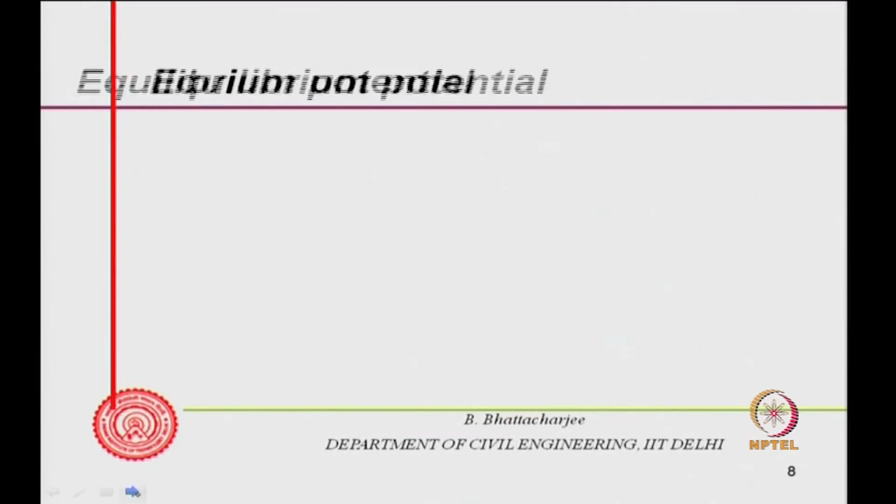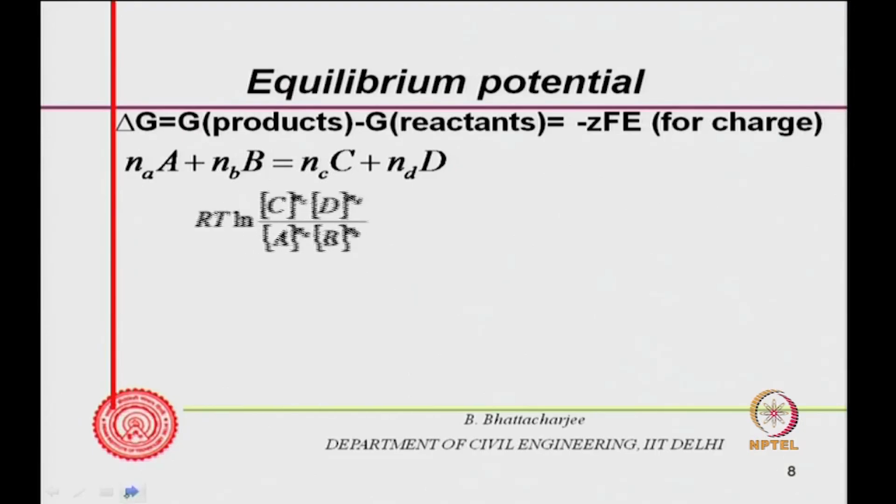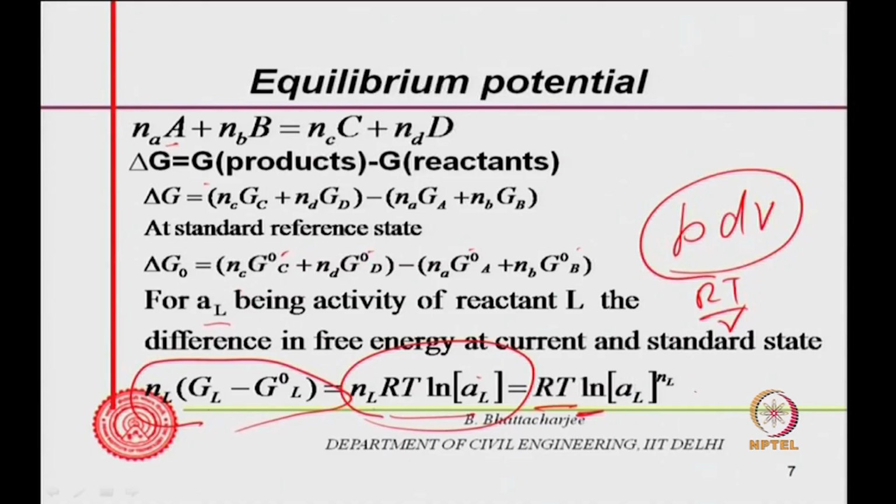I think we will not go into this derivation, but what we will be interested in is delta G products minus G reactants, which can be written like this. Delta G can be written as delta G 0 plus RT ln, where activities are replaced by concentrations, and they would be written in this manner, like we did from here. This can in fact be written as RT ln of the concentration of species L to the power n L. So for any species, A, B, C, D, I can write 4 such equations, G L minus G 0, or delta G minus delta G 0.